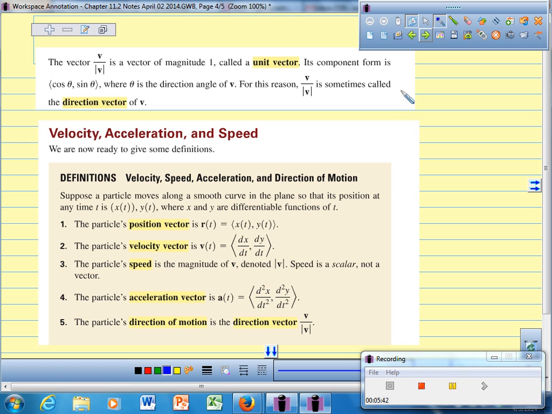All right. Now, let's look at the new information. The vector v over, what do the two bars around v represent? Magnitude of v. It's a vector of magnitude 1 called the unit vector. Its component form is cosine theta comma sine theta. And its direction, where theta is the direction angle, and that's why sometimes it's called the direction vector.